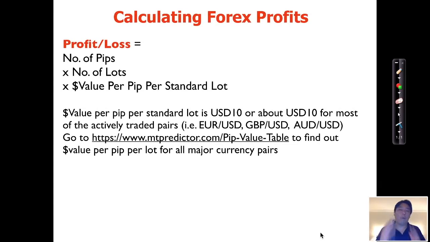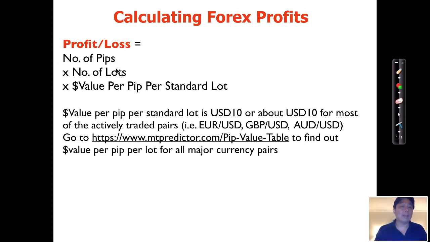Next, how do you calculate Forex profits? So the profit you make or the loss you make is equal to the number of pips that you capture, okay? It moved by 20 pips. It moved by 100 pips. So how many pips did you capture? Multiplied by the number of lots, multiplied by the dollar value per pip per standard lot, okay?